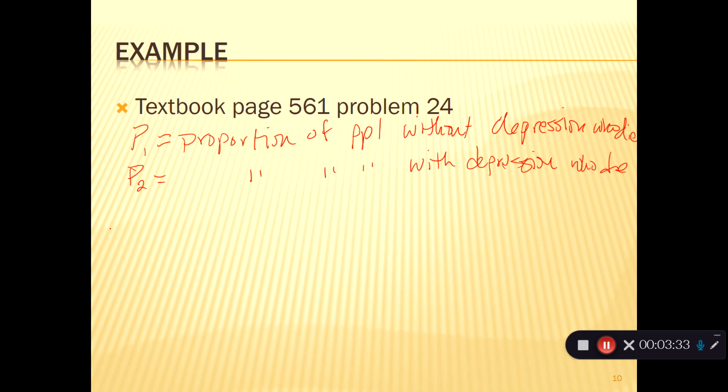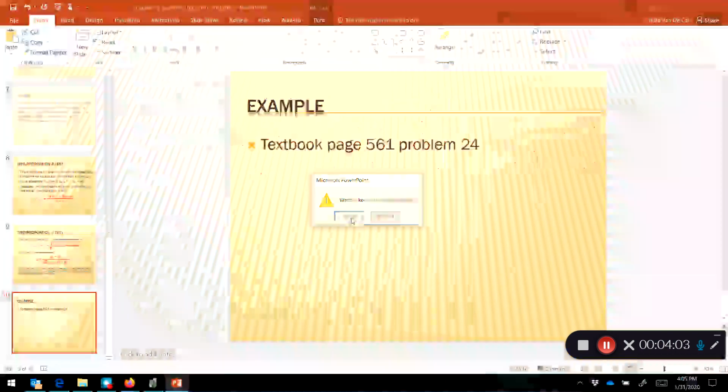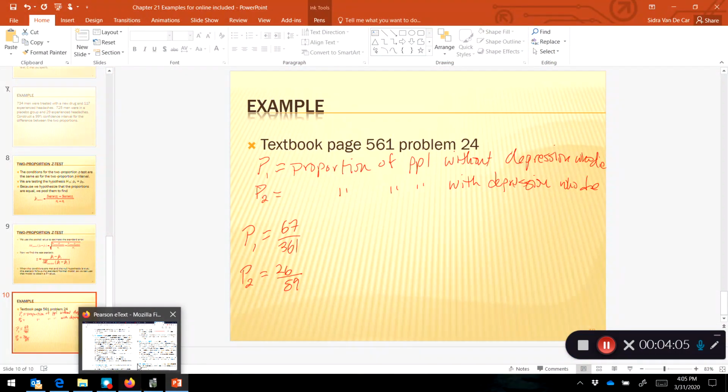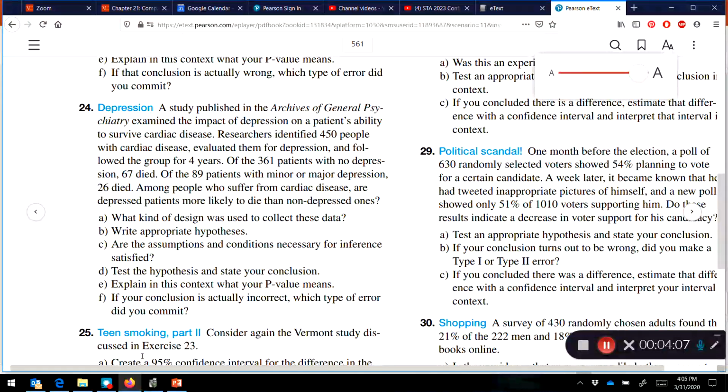So now notice that our P1 value then is going to be the 67 out of the 361 who died during the study time. And our P2 is going to be the 26 people who died out of the 89 who had depression during the study period. And that's the total of the 450 people divided up into two groups. Okay, so now that we have the basics down, let's look at the questions.